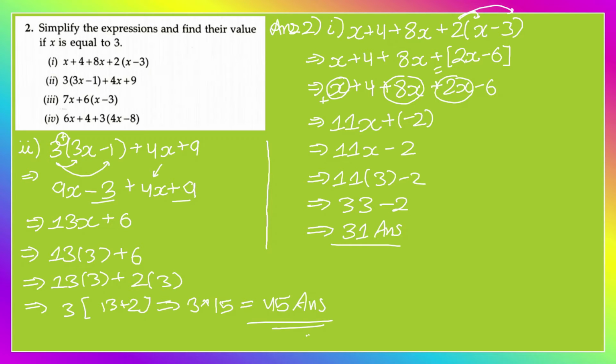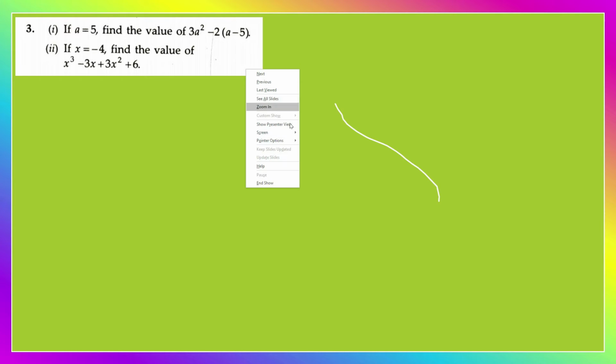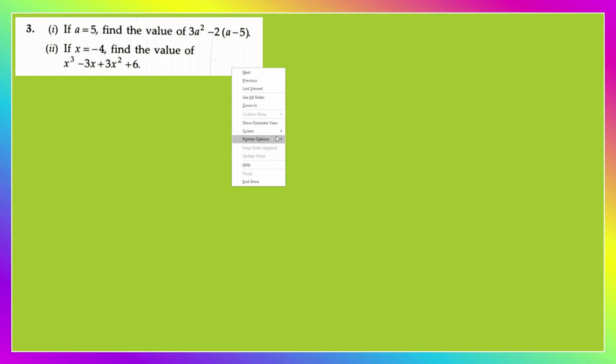Okay friends, so now we're going to solve the next question. Question number 3. First part, if a equals 5, find the value of 3a square minus 2 into a minus 5. Second part, if x equals minus 4, then we have to find this value. First of all, I'm going to give you a disclaimer here. You must know the chapter of exponents completely. I made a video about it, so I don't have to explain exponent laws, but if you don't know, you may check out my video.